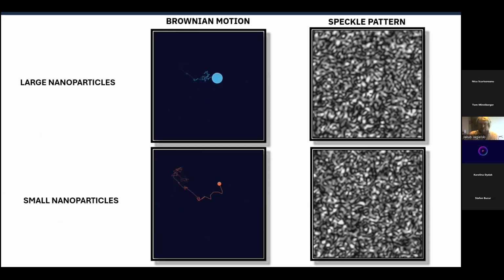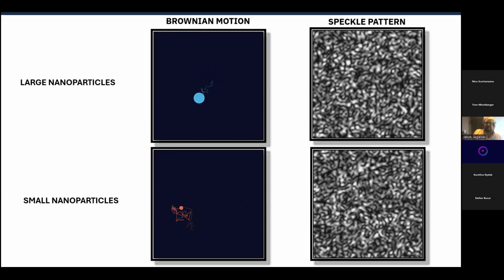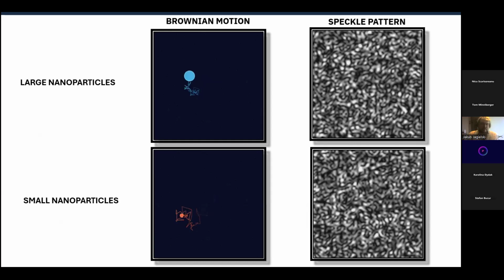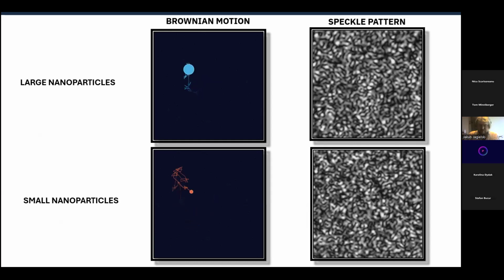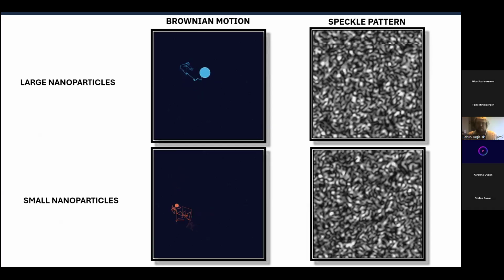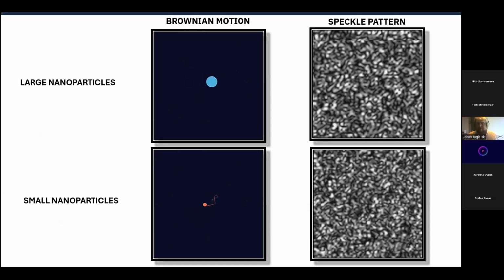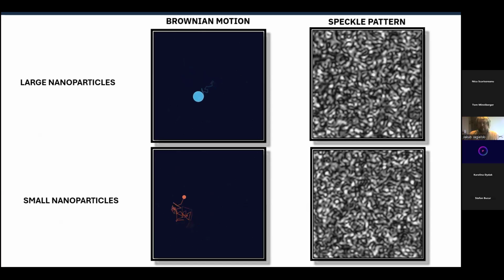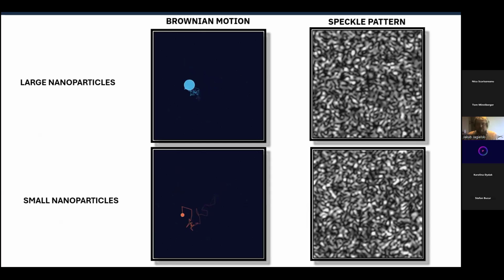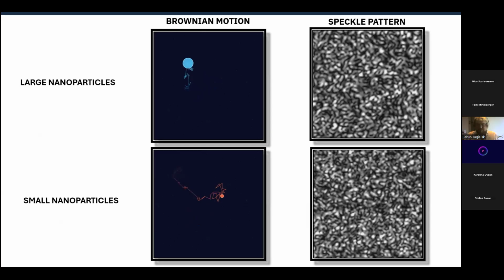So how do we detect this motion optically? When a coherent laser beam illuminates the nanoparticle suspension, each particle acts as a scattering center, and the scattered waves interfere to produce a so-called speckle pattern, visible on the right. Because the particles are continuously changing their positions, the speckle pattern fluctuates in time. Rapidly diffusing small particles produce fast intensity fluctuations, while slowly diffusing large particles produce a more gradually evolving pattern.